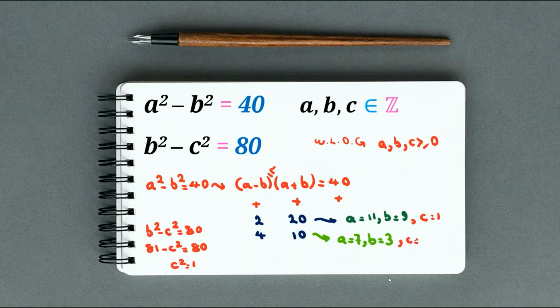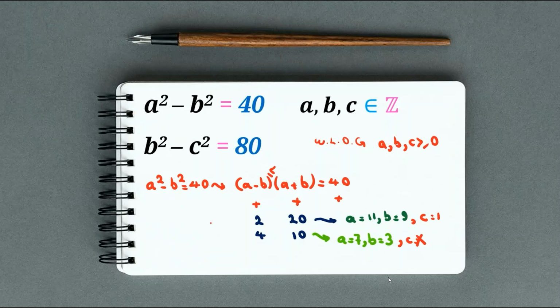Now let's check the second case. b is 3, so b squared is 9, and 9 minus c squared is 80. So we conclude that c squared is 9 minus 80, which is a negative number, and it's impossible because they are integers, and c squared should be at least 0. So here we don't have any answer. Our only answer is a 11, b 9, c 1.